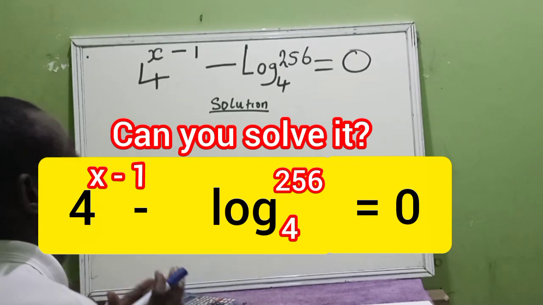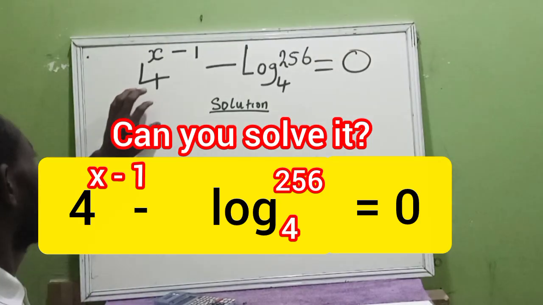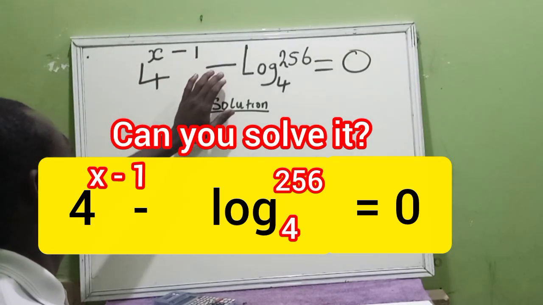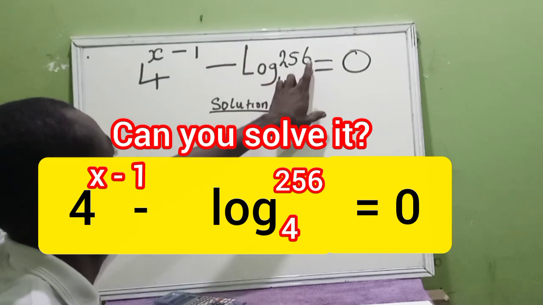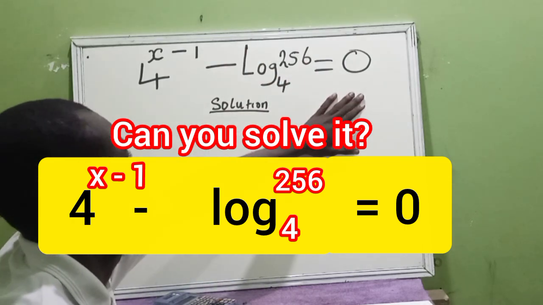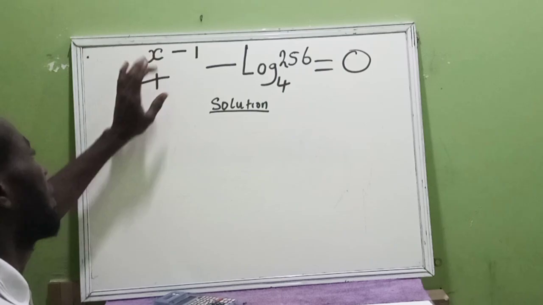Let's solve this question on the screen. The question says 4 raised to power x minus 1 minus log 256 in base 4 is equal to 0. We are asked to find the value of x.